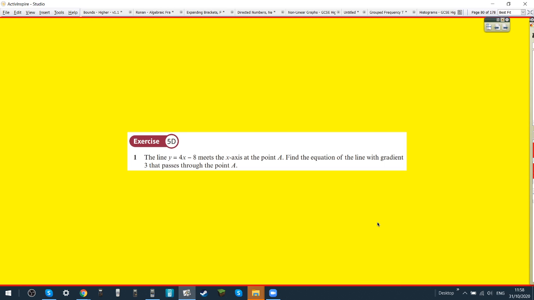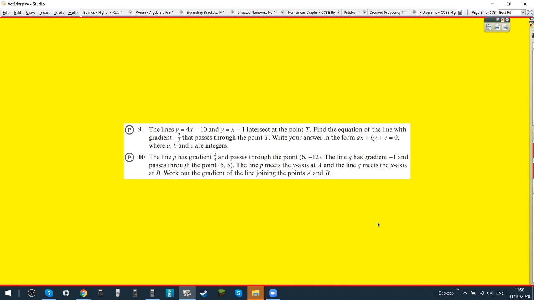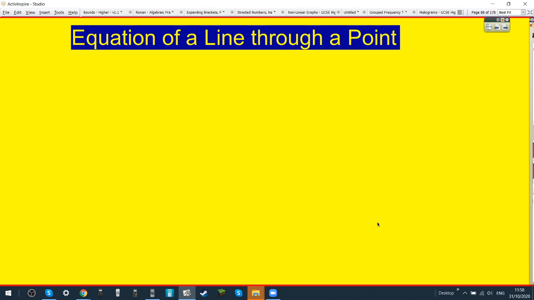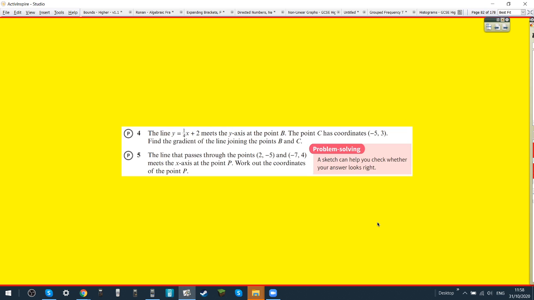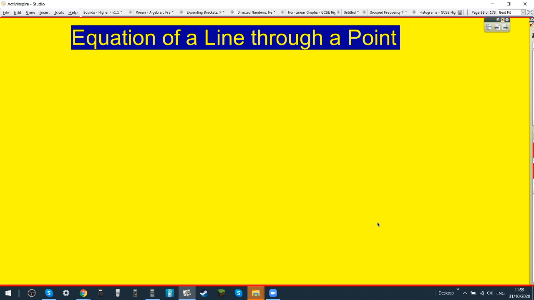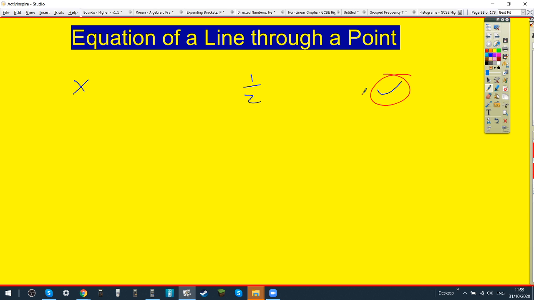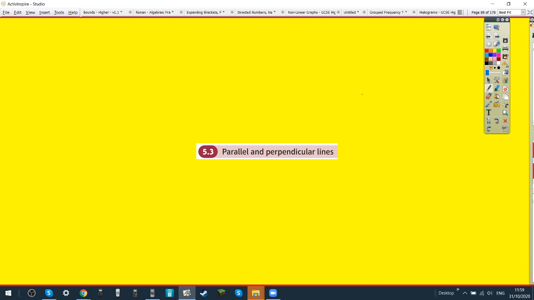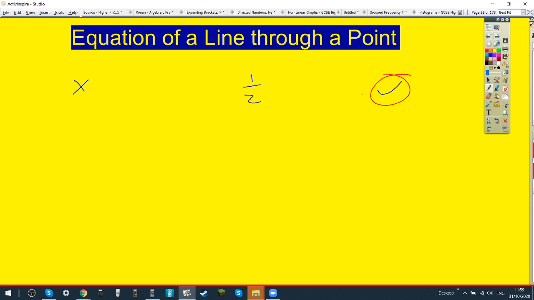Any questions about that? Nope. Just want to see what exam questions look like for this. Doesn't look like there are any. That's 5D, equation of a line through a point. A tick. This is fabulous. So we got through 3 things, and it's coordinate geometry, which most people have difficulty with. So next is parallel and perpendicular lines.